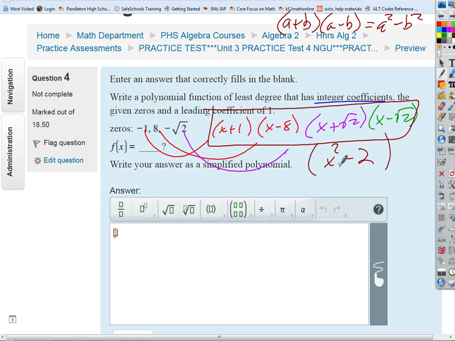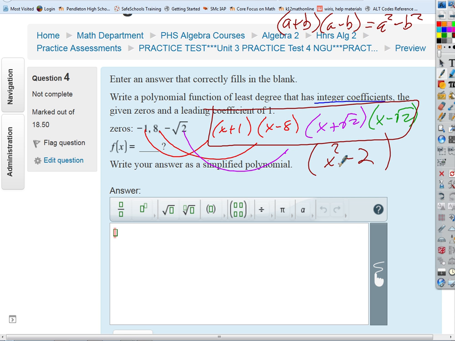Yes, ma'am? So to plug my answer in, would you use the x squared minus 2 or the x plus the square root of 2? Well, the answer is going to be, I want to know what the simplified polynomial is, right? So you're going to have to multiply all this stuff out. See what I'm saying? But the order doesn't matter, you're going to get the same answer regardless.